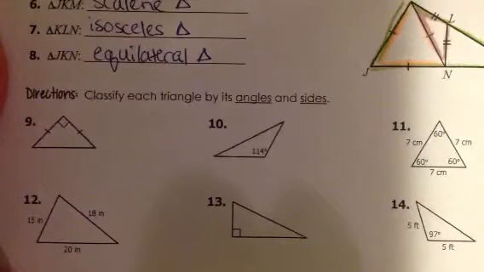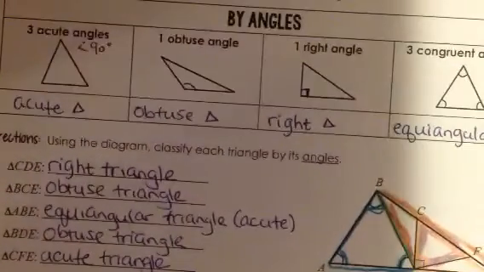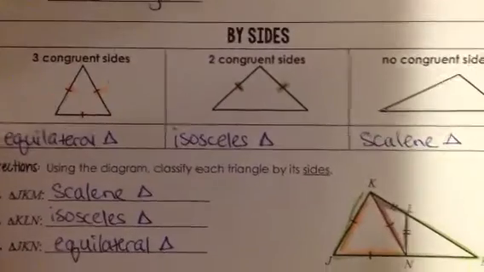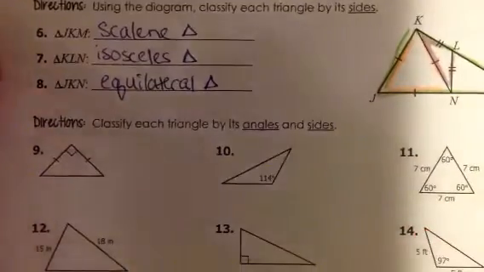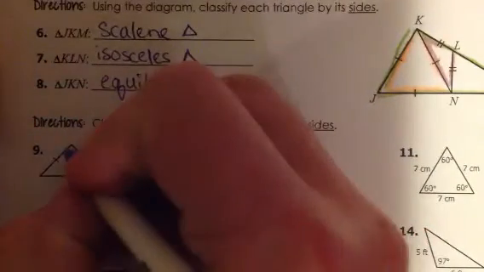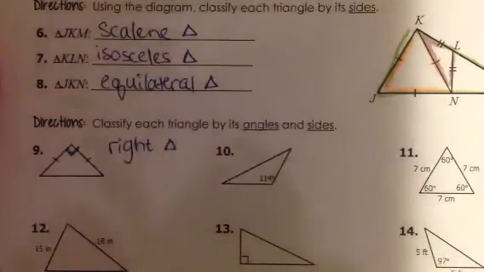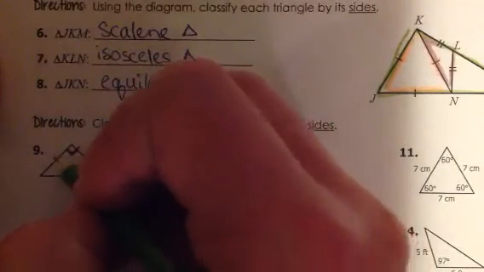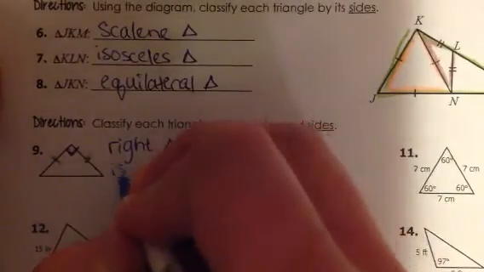I'm going to classify each triangle by angle first and then by sides. So again, my choices for angles are acute, obtuse, right, or equiangular. And secondly, my choices for sides are equilateral, isosceles, or scalene. So going by angles, I notice right here I have a box in the corner that automatically tells me I have a right triangle. Now looking at the sides, I notice that there are 2 markings here, each single lines, which tells me that those are congruent. I have 2 congruent sides, isosceles.